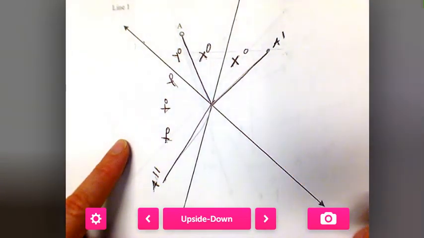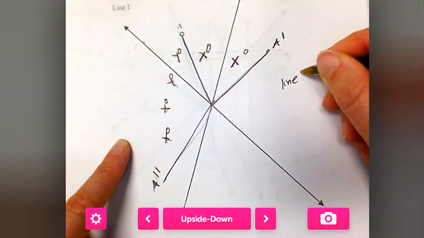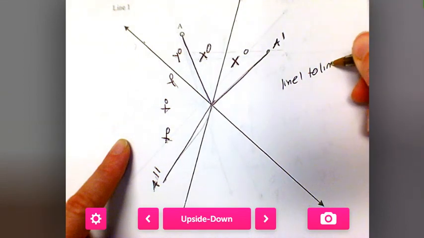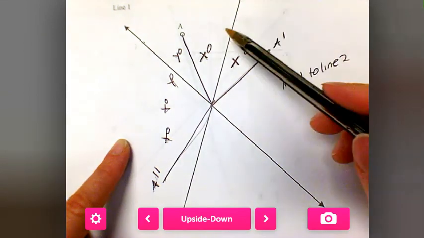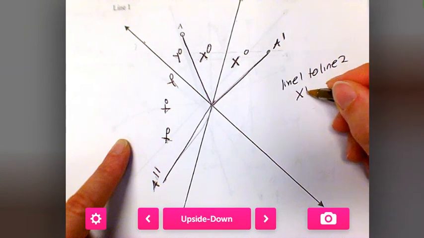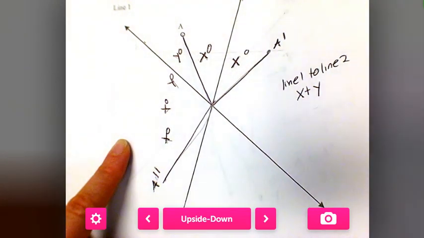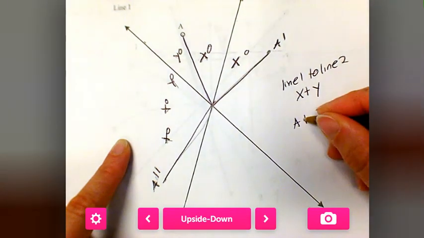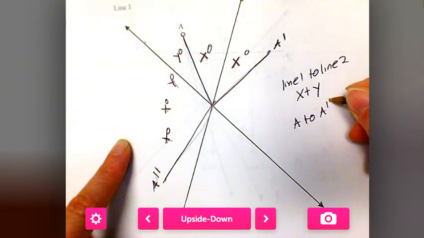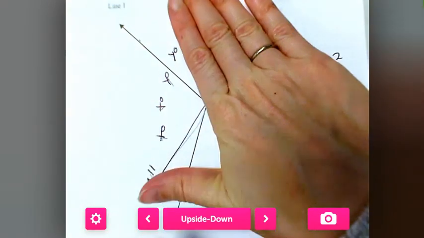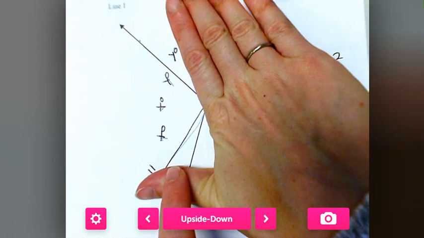So, what do I do now? What do I need to write? Anybody? Thank you, Anna. Line 1 to line 2. And what's the distance? X plus Y. And then what do I write next? A to A double prime. And I like to double check and look to see that I've got it right. 2x plus 2y.